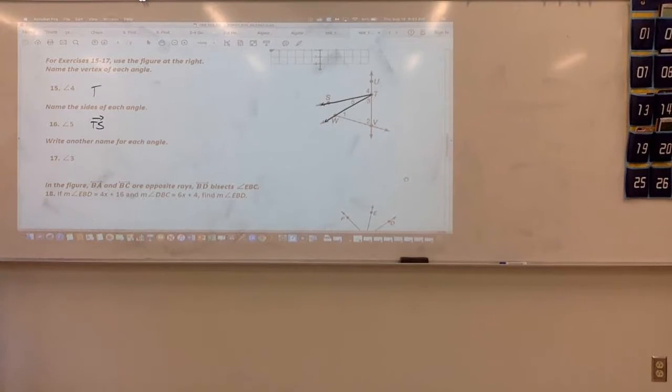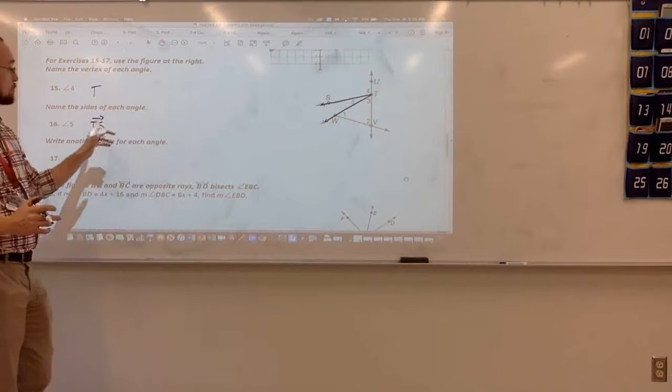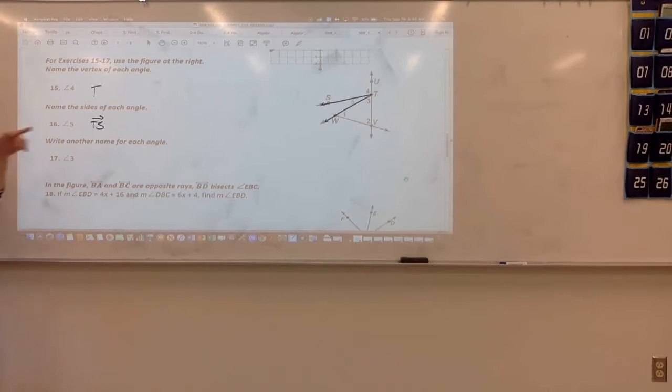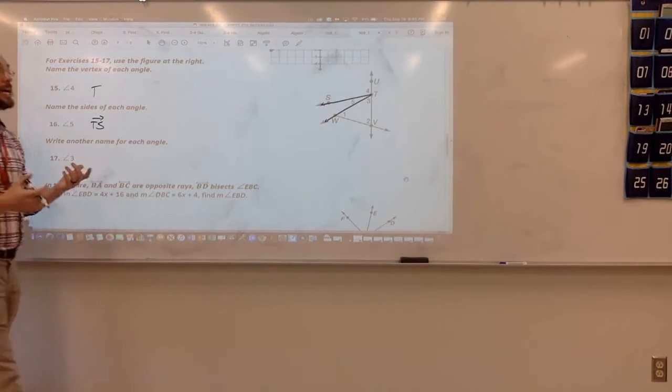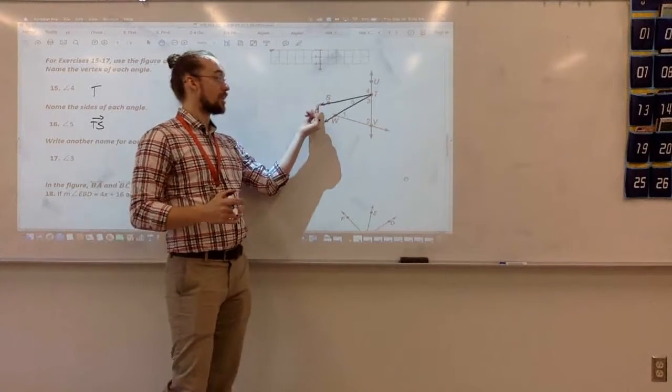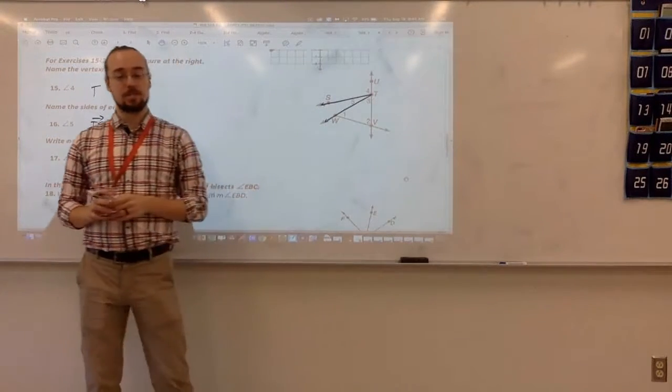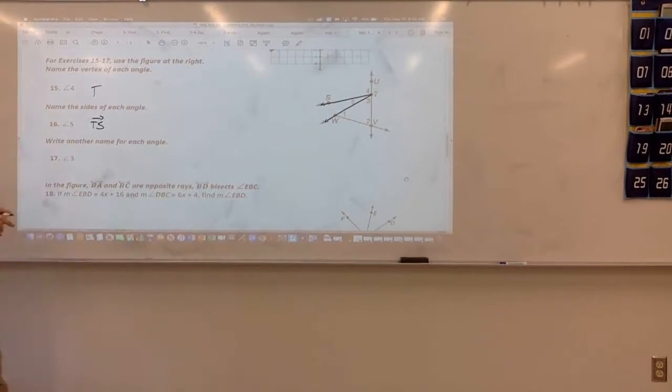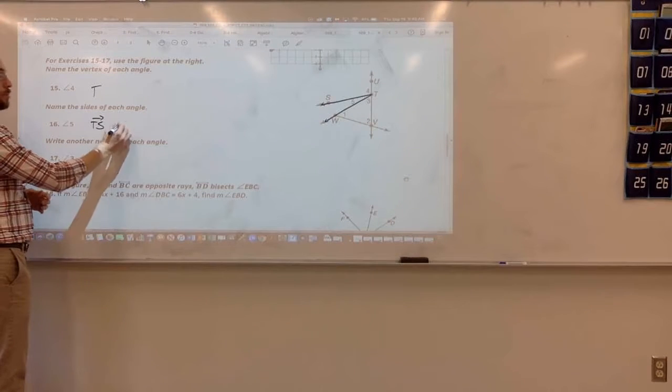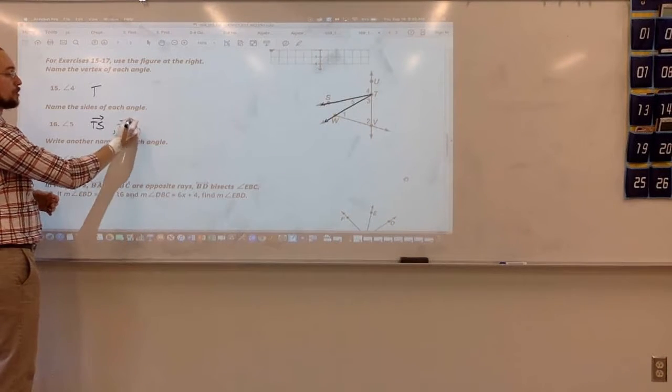Could I have called it ST? Does that matter? It does matter. We always have to start with the vertex. So in this case, I could not have called this ray ST. It would have to be TS. The other one then would be TW.